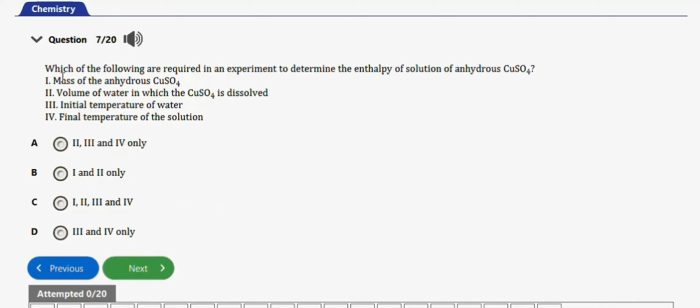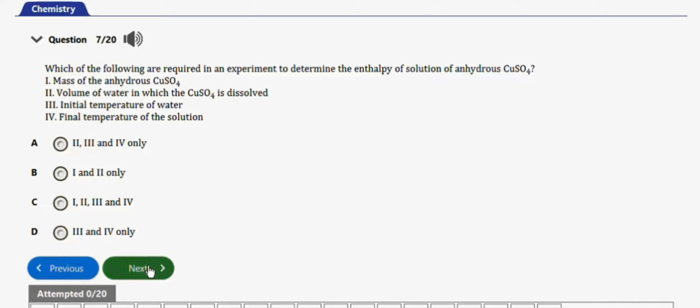Next question will be this one. It says, which of the following are required in an experiment to determine the enthalpy of solution of anhydrous copper(II) sulfate? So we have the mass of the anhydrous copper(II) sulfate, volume of the water in which the copper(II) sulfate is dissolved, initial temperature of the water, final temperature of the water. So the right answer will be the one that contains all of them, as all will be required. So the right answer is option C.